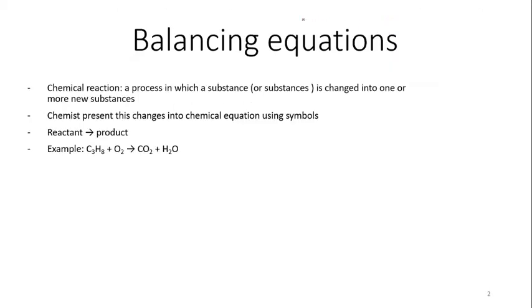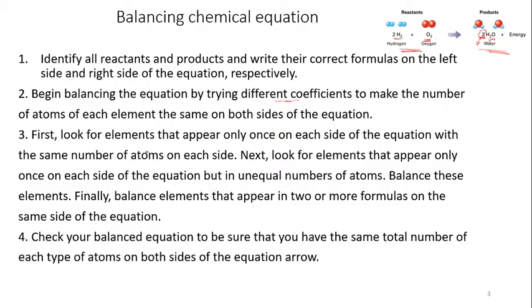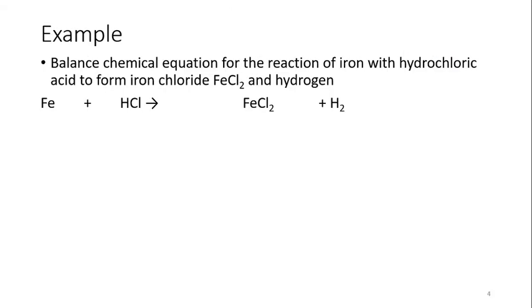But in the previous example, I had the carbon and the hydrogen appear only once here and only once here. But the oxygen, I delayed balancing the oxygen because it appeared here only once, but on that side it appeared twice. My last step, my final step, should be checking my balanced equation and making sure that I have the same total number of atoms on each side of the equation.